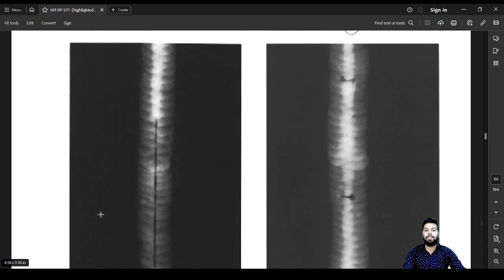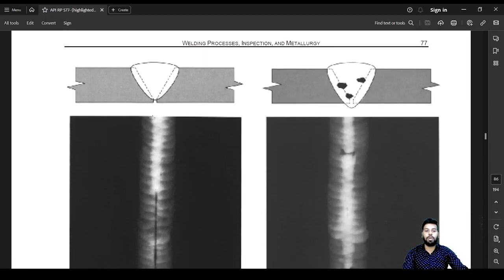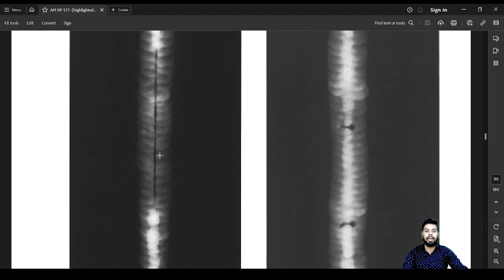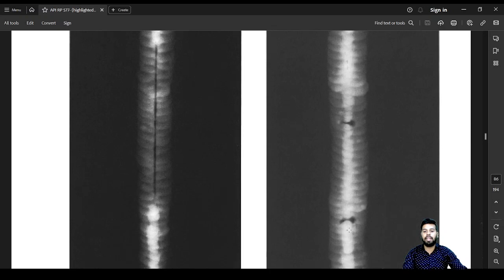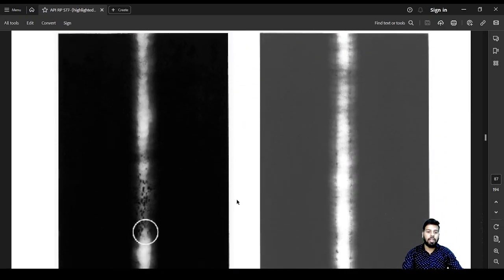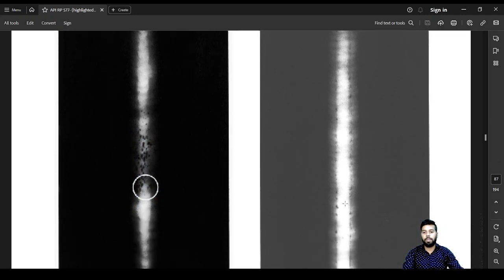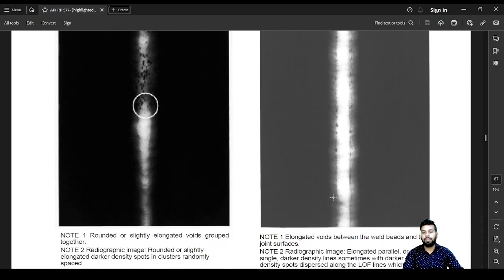So these are some examples of the discontinuities that you will see. This discontinuity is lack of penetration. It is going to be represented something like this, as a straight line in the center. This is slag inclusion, where you will see irregular shaped dark spots in the entire weldment. This is a case of cluster porosity, where you have porosity accommodated in a single area. This would be the case of lack of fusion, where you are able to see the dark line between the weld interface and the base metal interface.